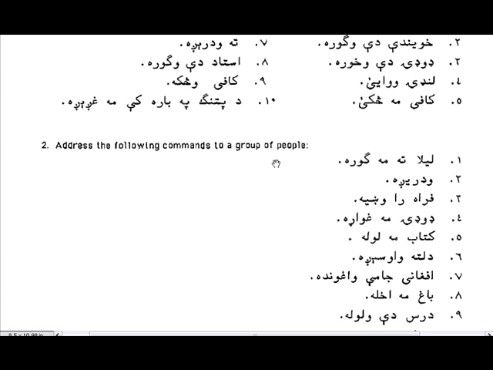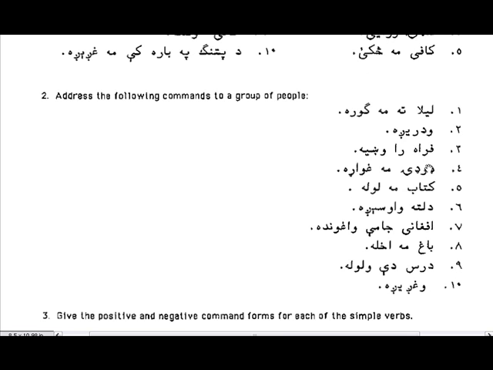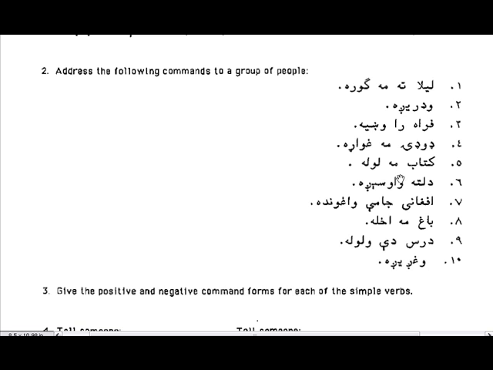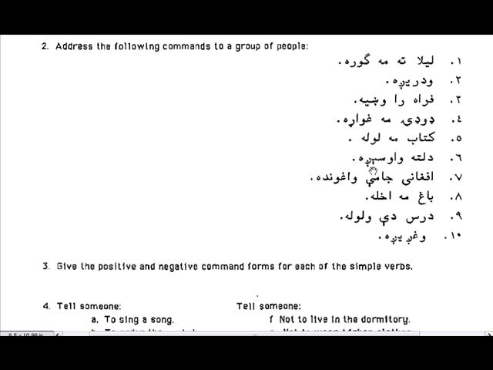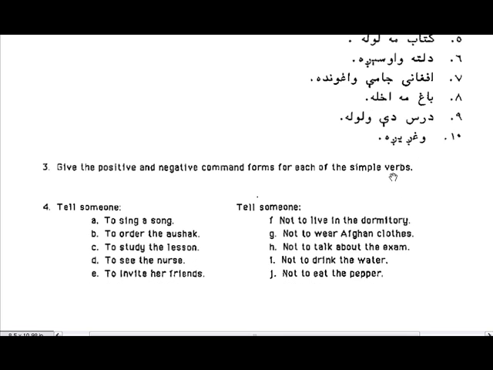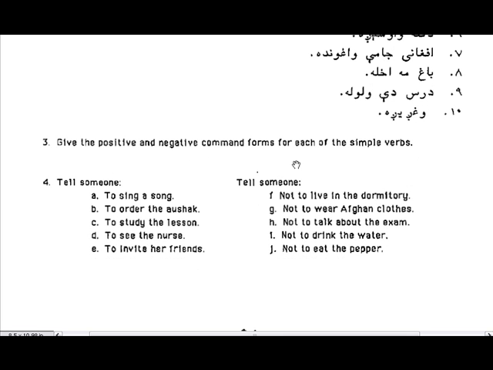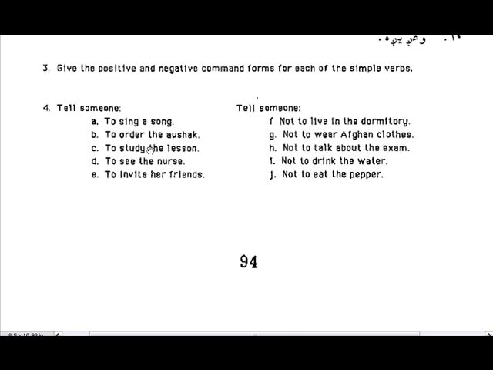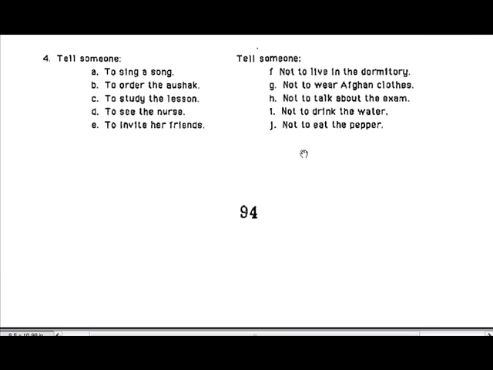Address the following commands to a group of people. Lailata magora, wudarega, farara wihye, dode mahwara, kitab malwala, dilta wuaure, wuosege, wusega, dilta wuosega, afghani jame wagunda, bagh maakhla, dars di wulwala, wugagega. Give the positive and negative command forms for each of the simple verbs below. To tell someone. I'd like you to do this on your own.